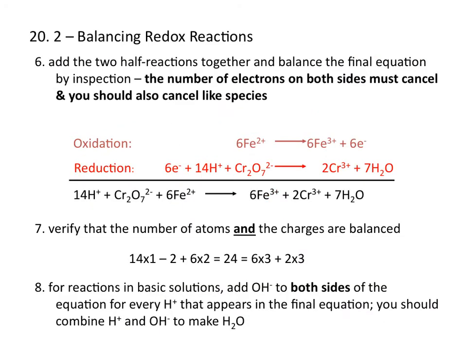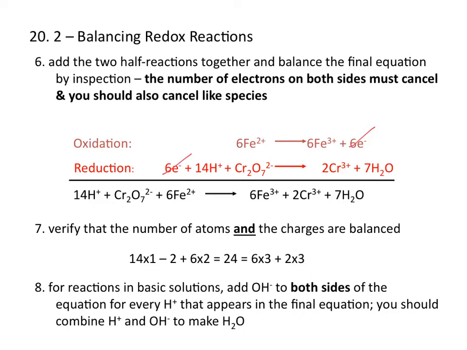So if we go ahead and continue, what we're going to do is then add the half reactions together and balance the final equation. And we're going to look at this. So initially what we have here is 6 electrons and 6 electrons. Those are definitely going to cancel each other. Iron doesn't cancel out, neither does hydrogen or chromate or chromium 3+ or water.